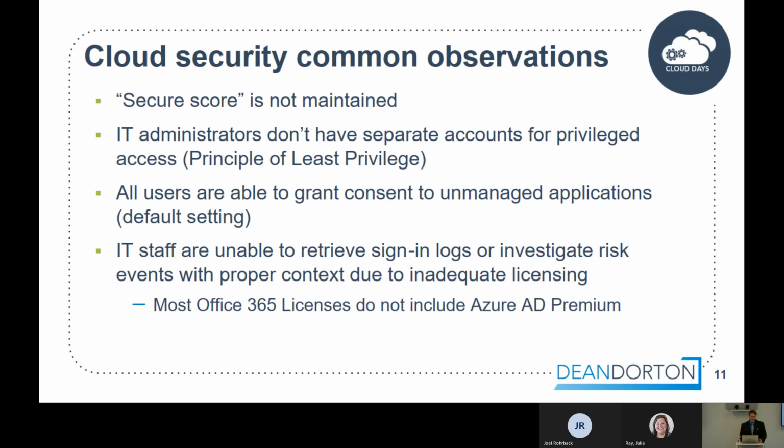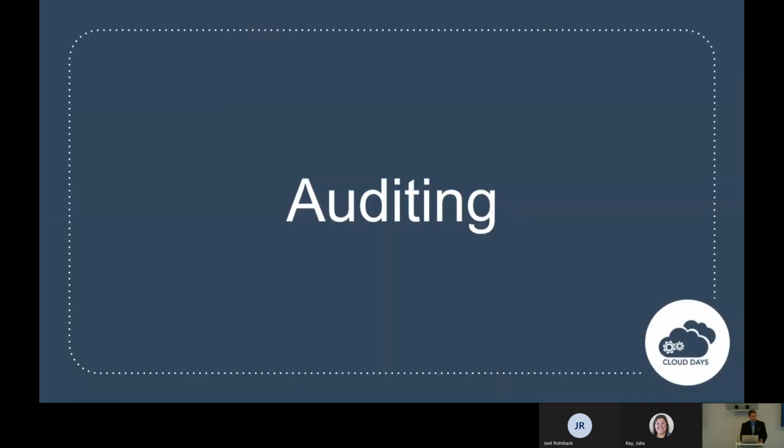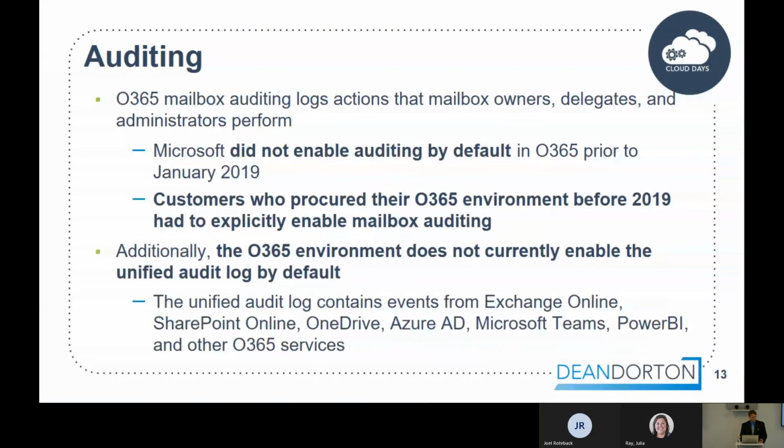And then also another common issue is that IT staff are occasionally unable to retrieve sign-in logs or investigate risk events with the proper context due to inadequate licensing. And that's because not all Office 365 licenses include Azure AD Premium, and that is a necessary license to get additional context for risky sign-ins. And we'll go over that in much more depth later, but we're going to touch on auditing real quick.